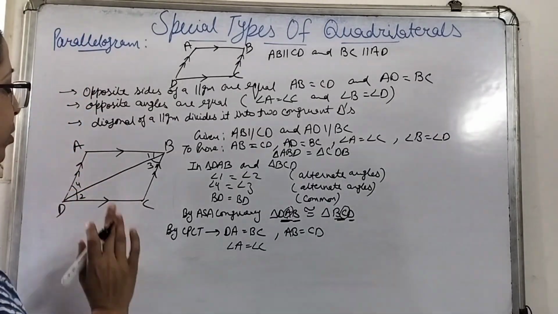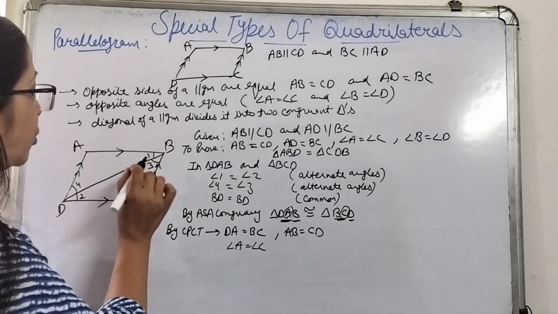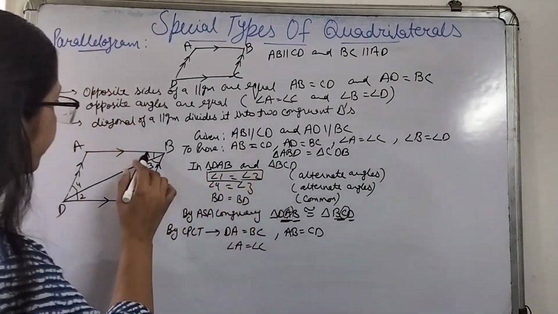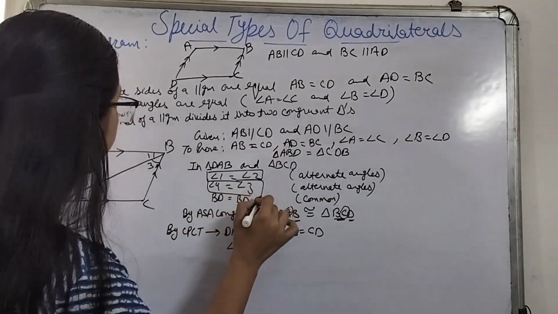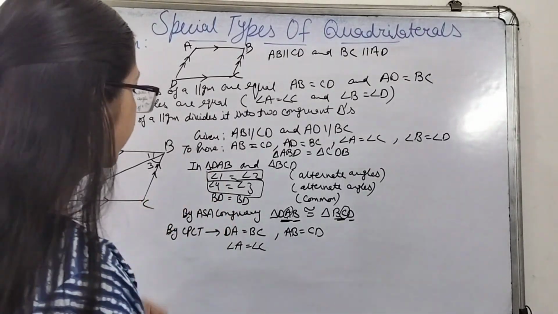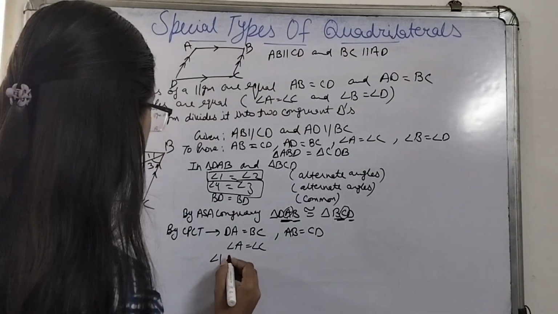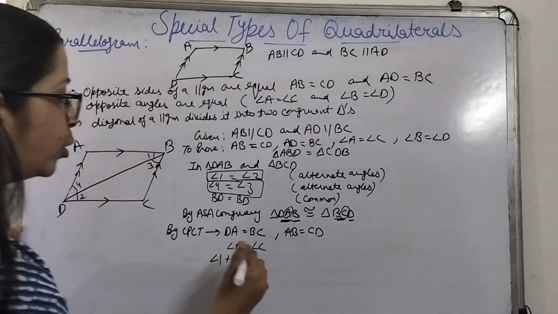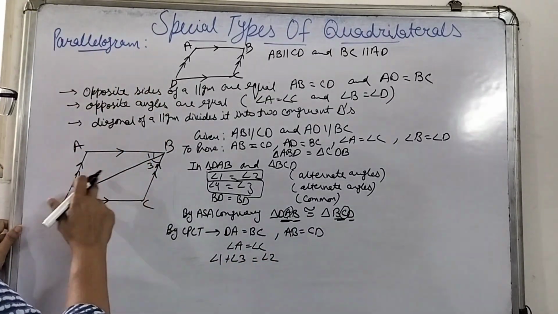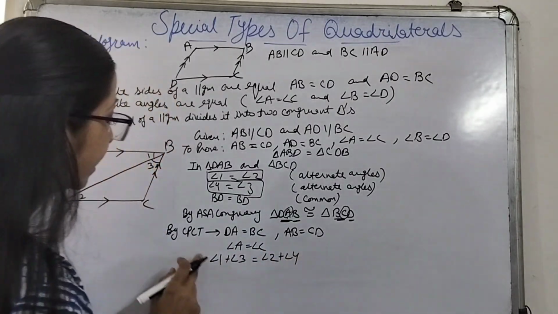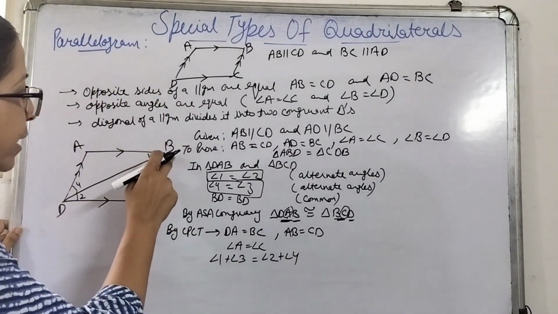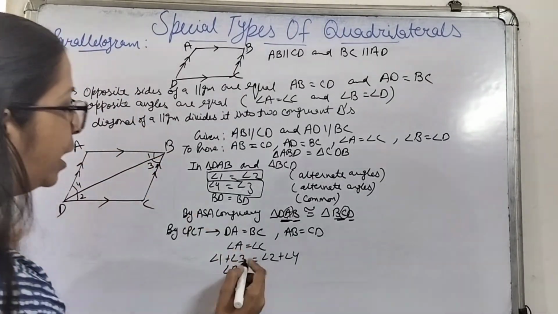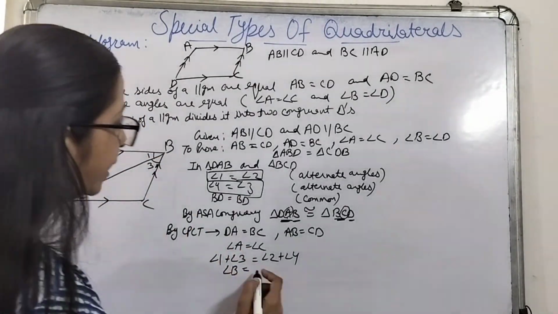Now if angle A is equivalent to angle C over here, now we know that angle 1 is equivalent to angle 2 and angle 3 is equivalent to angle 4. If I add, angle 1 could be written as angle 2 also, and angle 3 could be written as angle 4 also. Angle 1 plus angle 3 is your angle B, and angle 2 plus angle 4 is your angle D.